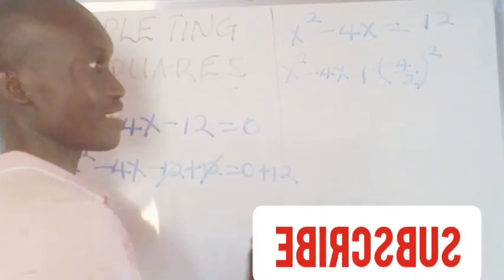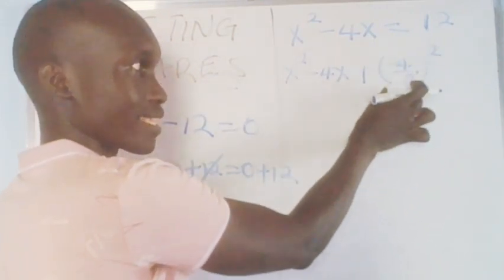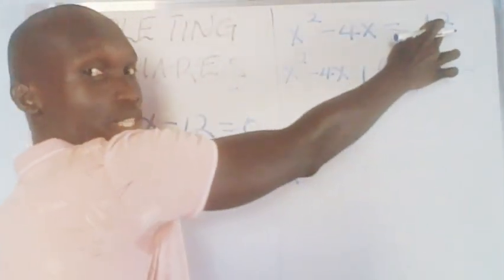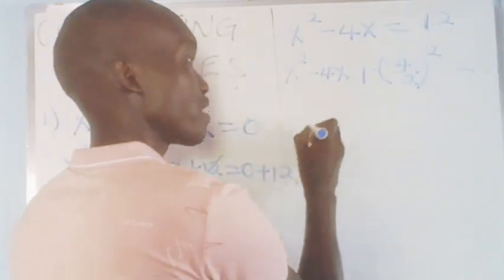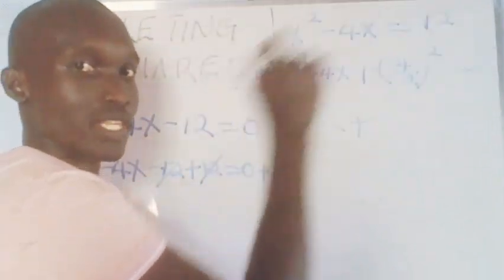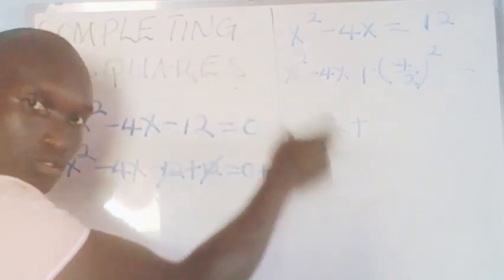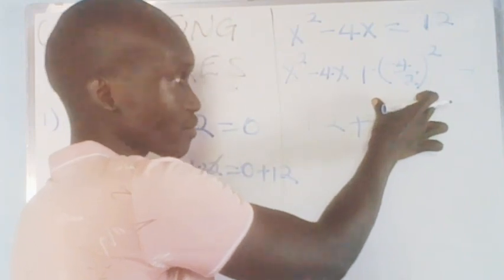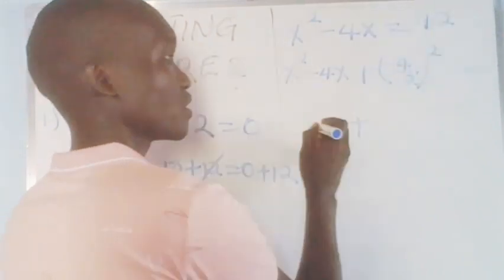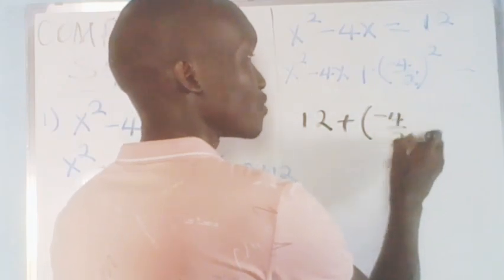You see what I've done? First of all, you divide it by 2, and then the whole of the bracket, you square it. And then we equate this to the other side of the equation. On the other side, we are going to have 12 plus. Whatever you do on this side of the equation, make sure you do it to the other side. Just like when we shifted this, we introduced positive 12 to the other side, we do the same for this one. We add here on this side, and we go and add to the other side. So when we add it, we're going to have 12 plus, in brackets, negative 4 over 2, squared.